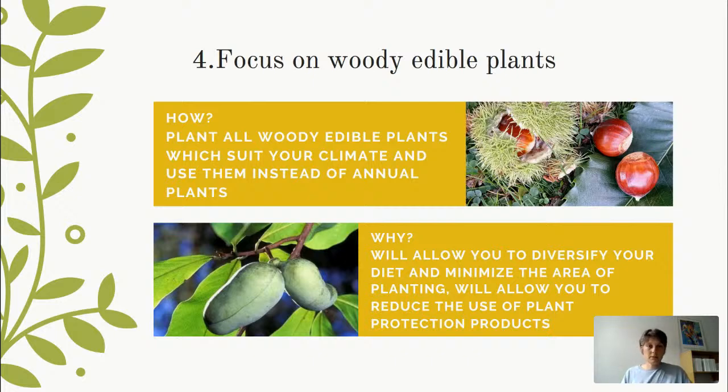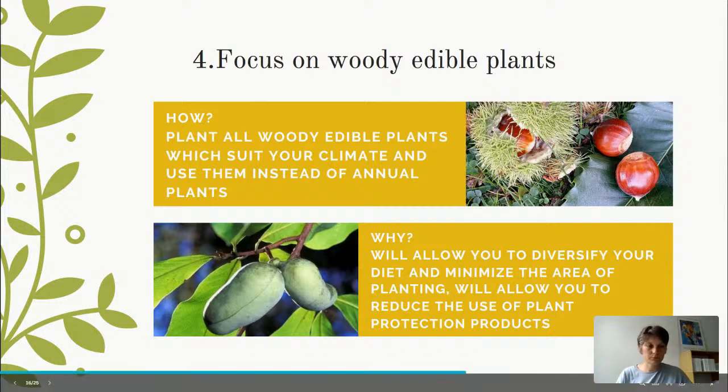And I have two pictures here. It's an edible chestnut, and you can make flour from edible chestnut instead of wheat flour. So it's kind of an idea. And also these fruits, pawpaw tree or Asimina, as we can call it. So it's also nice fruit and not really known.